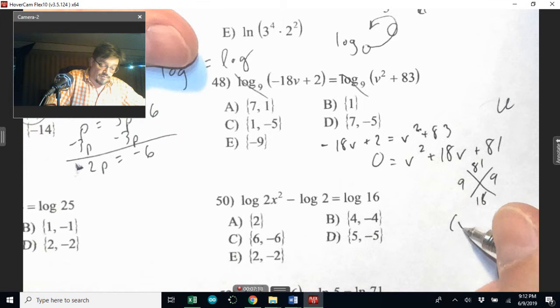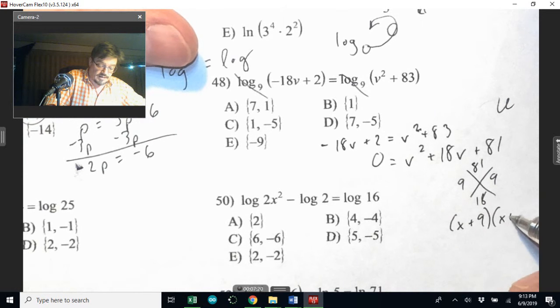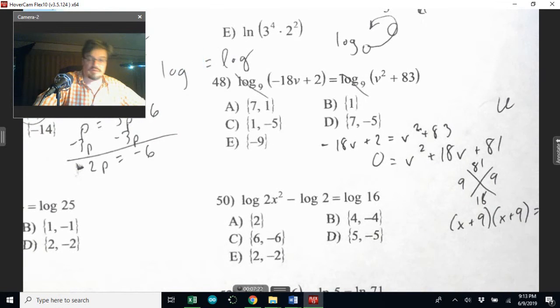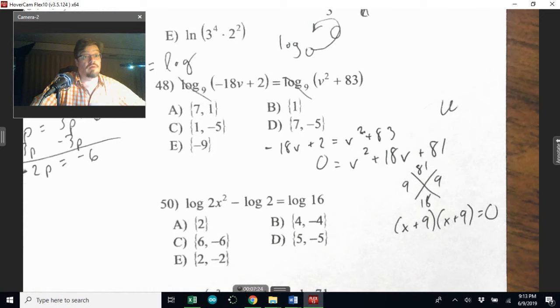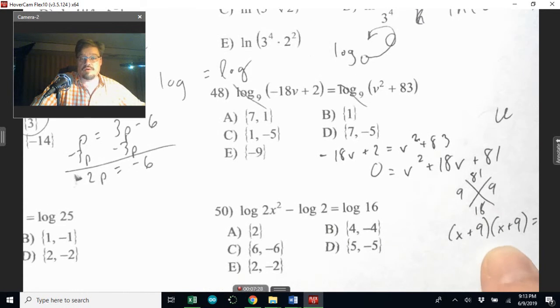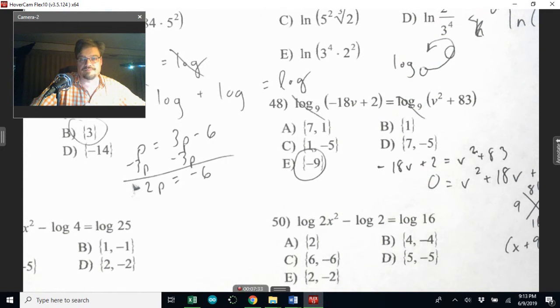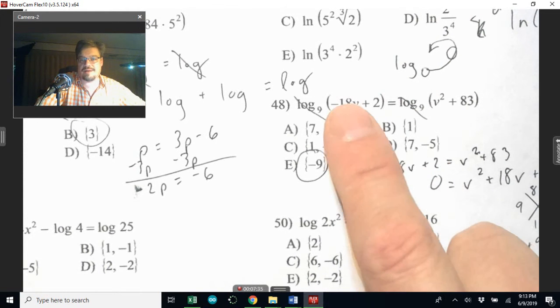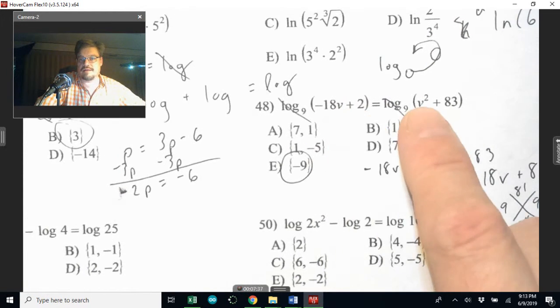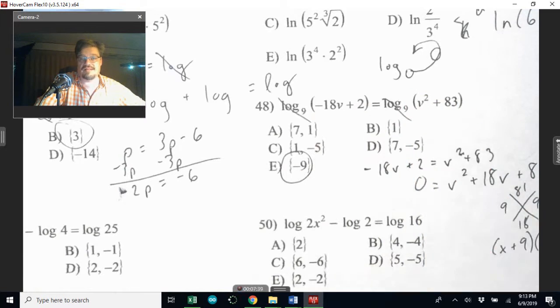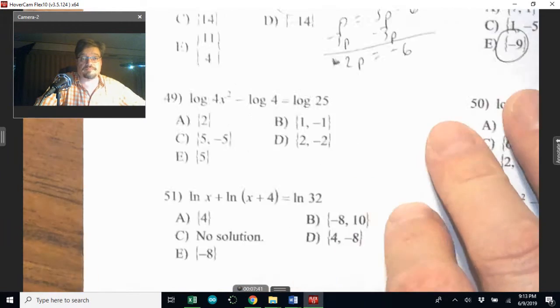So it means that my parentheses look like this. X plus 9 equals 0. So what value gives me 0? Looks like I only got one answer here. This is a multiplicity of 2, by the way. So the root is negative 9 with a multiplicity of 2. And plugging it in here, we get a positive plus a positive. Negative 9, positive plus positive. So I'm all set, no extraneous solution.